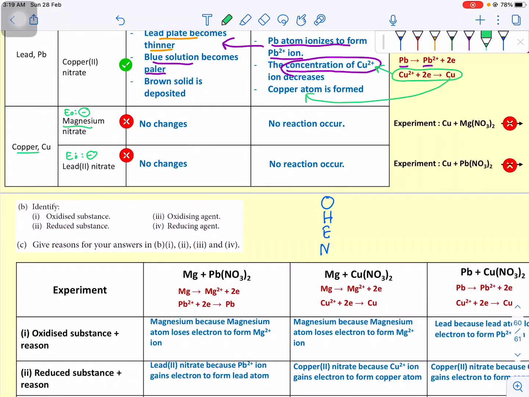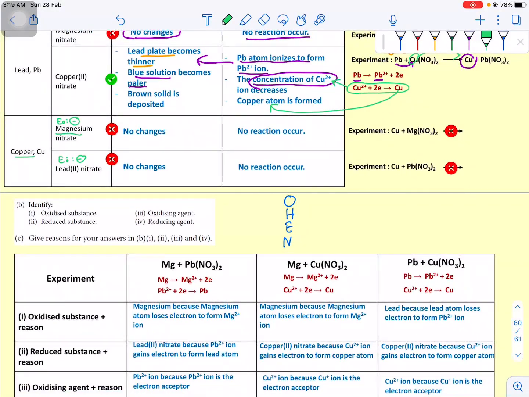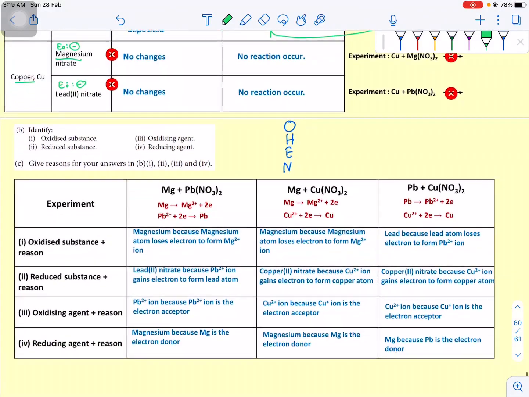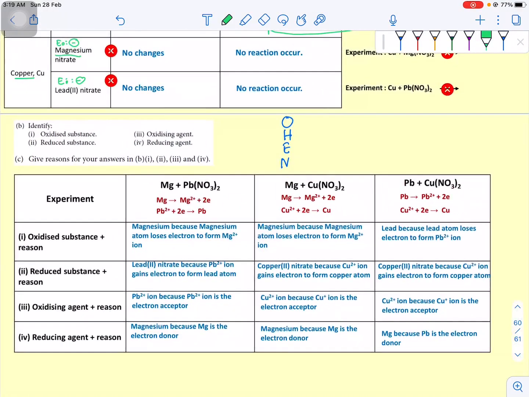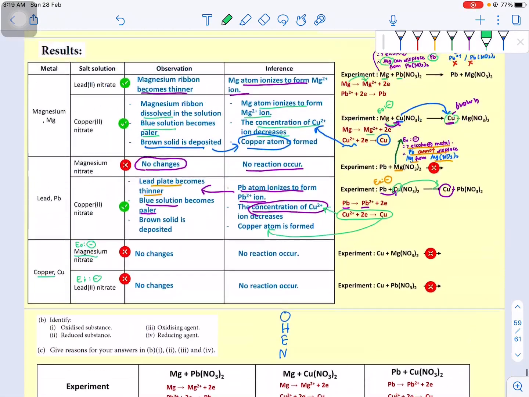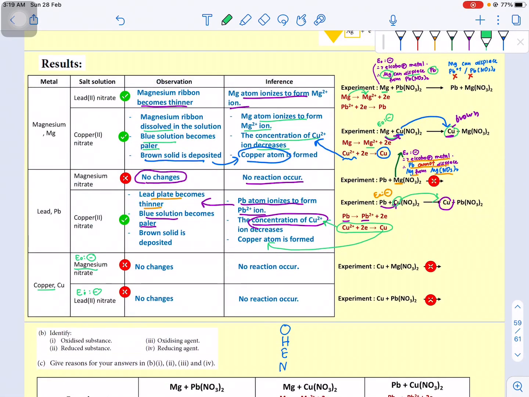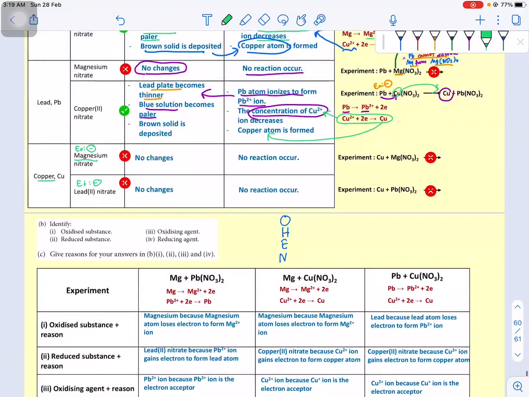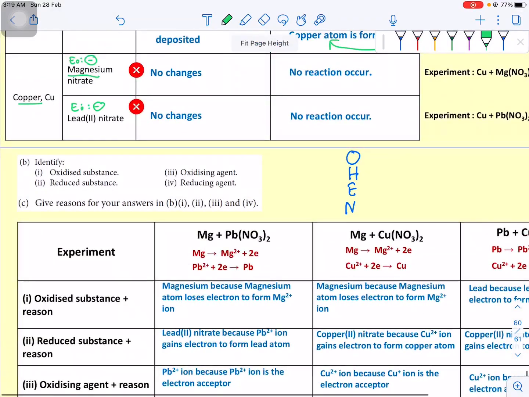So daripada situ, how we can identify who undergo oxidation and who undergo reduction? Macam mana nak identify? Based on our equation just now. So bila we just choose reaction yang ada equation lah. So kita ada 3 reaction. Yang tak ada reaction, kita just ignore, because confirm like that is not redox reaction. So who undergo oxidation based on our half equation? The answer is magnesium.